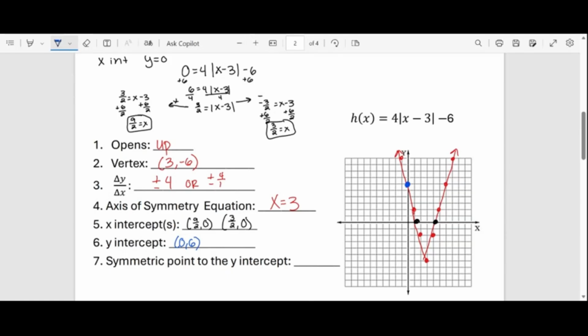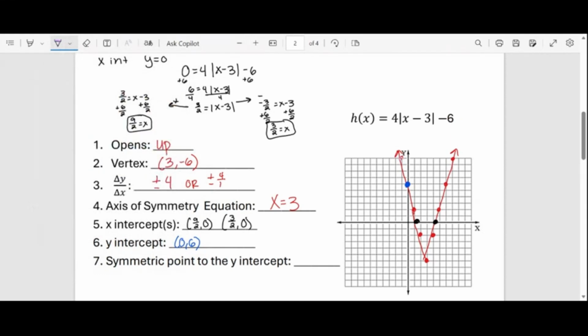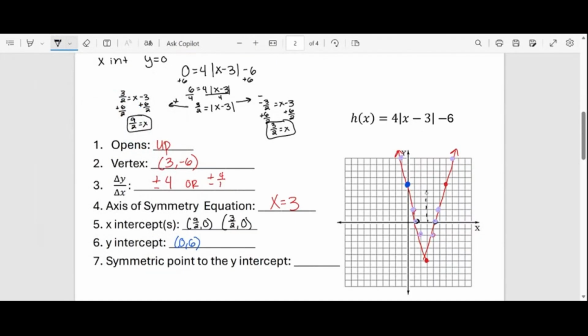On this graph, it is extremely easy to see the symmetrical points. So let me do this in a light purple color. This point right here is symmetrical with this point. This point is symmetrical with this point. Our x-intercepts are actually symmetrical, and these 2 points are symmetrical. That's because we can split our graph right in half at x equals 3. That x equals 3 axis of symmetry is basically where the mirror image happens.